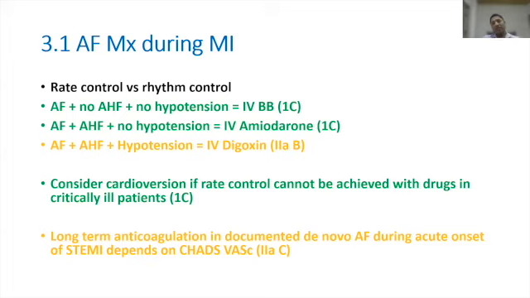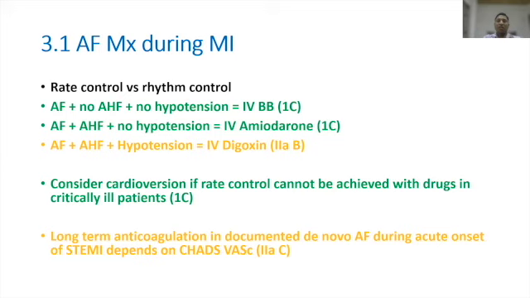So if a patient has AF and there's no acute heart failure or no hypotension, the preferred drug is IV beta blocker. As the same, if a patient has AF, acute heart failure, but no hypotension, then you can consider IV amiodarone, because you can't give the IV beta blocker during acute heart failure conditions. But if the patient has all three, for example, AF, acute heart failure, and hypotension, in such circumstances, you may consider IV digoxin. Consider cardioversion if rate control cannot be achieved with drugs in critically ill patients.